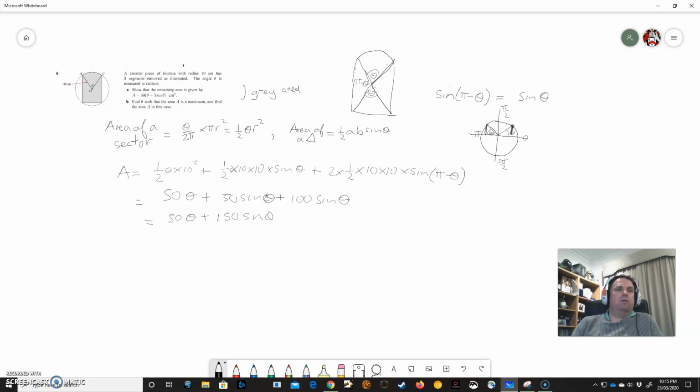Okay, that's the tricky bit, coming up with that 150 sine theta because of this. Alright, the rest is pretty easy, apart from they didn't really look at the restrictions. Okay, so the restrictions on this, I'll just write it out again. So area is equal to 50 theta plus 150 sine theta.